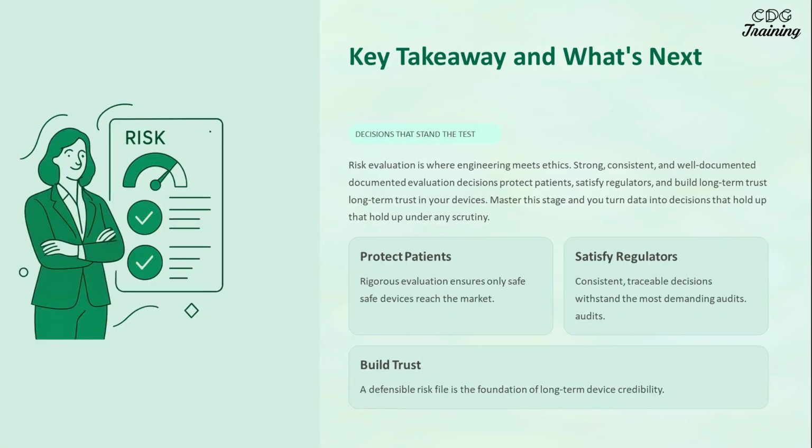Risk evaluation is where engineering meets ethics. Consistent, well-documented decisions protect patients, satisfy regulators, and build trust. Master this stage to ensure long-term credibility.